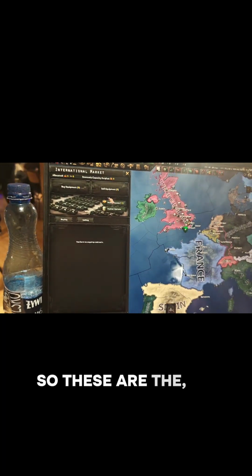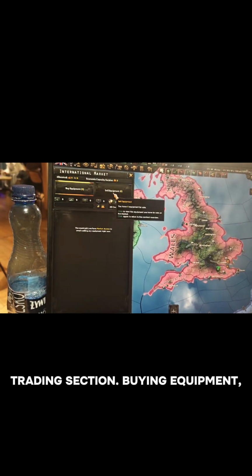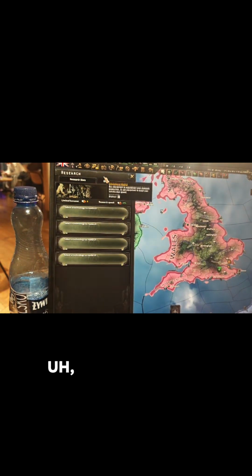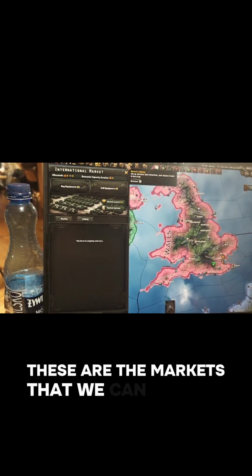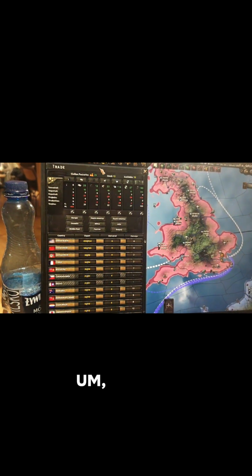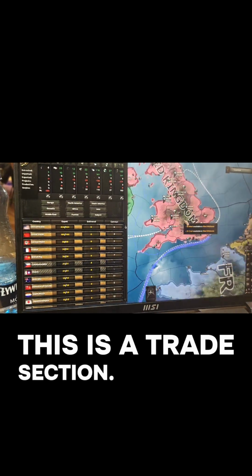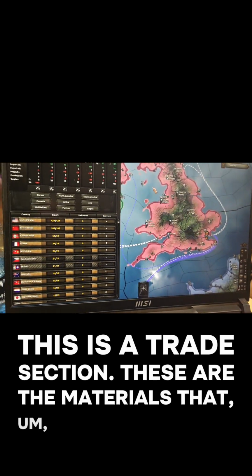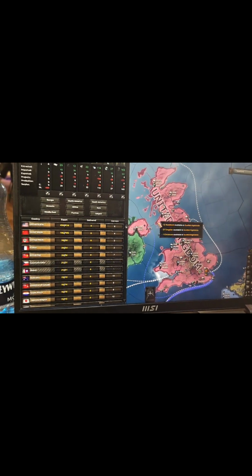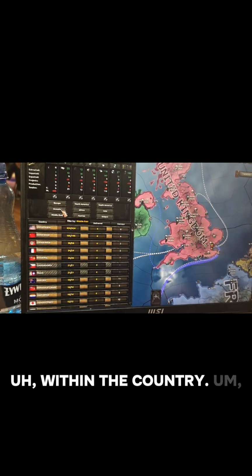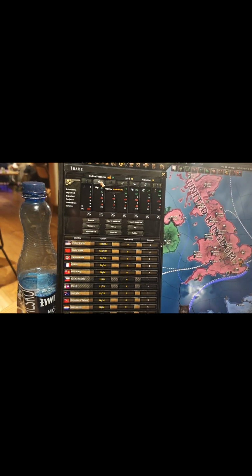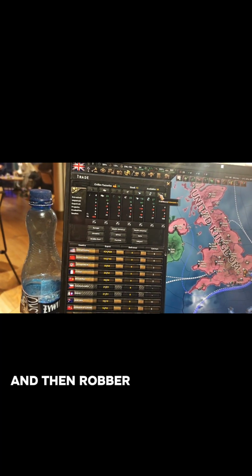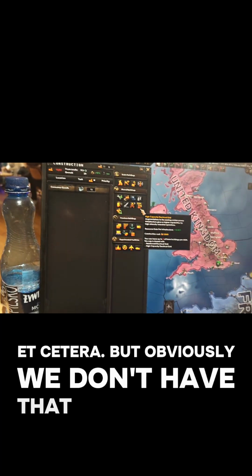So these are the trading section, buying equipment, selling equipment. Let's see what we have. What else we have? Market access. These are the markets that we can access. Trades. Oh yeah, this is the trade section. These are the materials that have been produced within the country. And these are the trades between those countries: aluminium, oil, and then rubber and tungsten, etc. But obviously we don't have that nowadays.